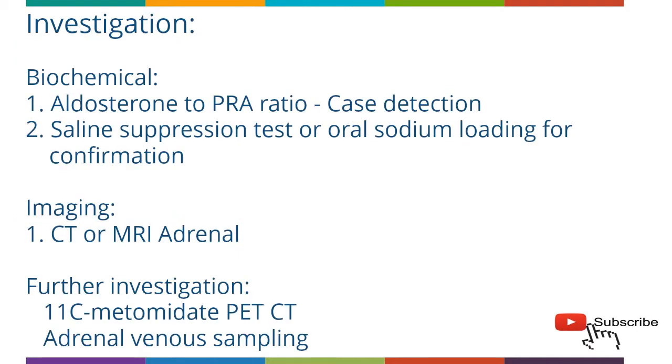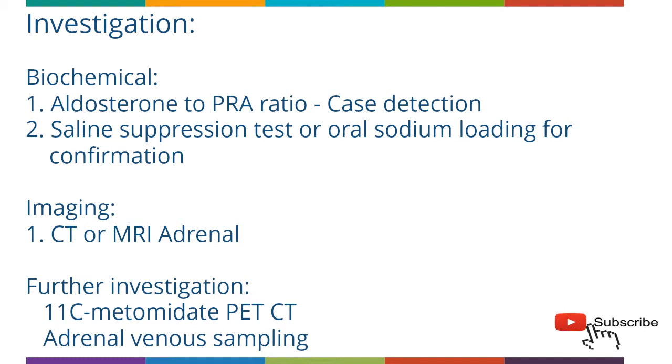First step is to obtain biochemical diagnosis. Plasma renin activity and aldosterone levels are done to obtain aldosterone to renin ratio. A high aldosterone to renin ratio is suggestive of primary hyperaldosteronism. Next step is to undertake saline suppression test or oral sodium loading test. Lack of suppression of aldosterone levels indicates primary hyperaldosteronism.